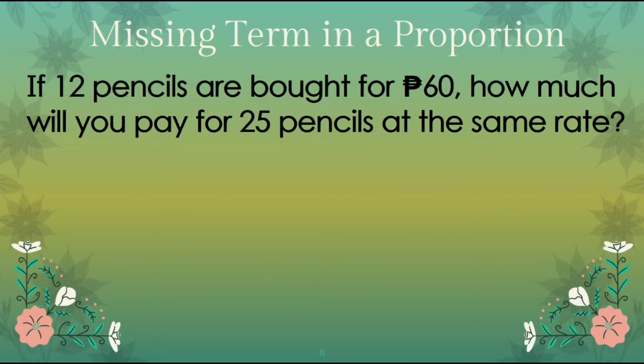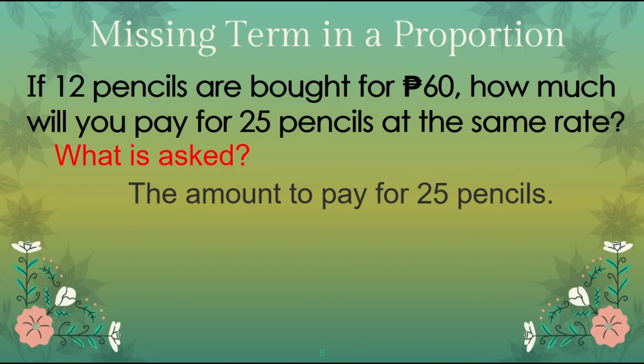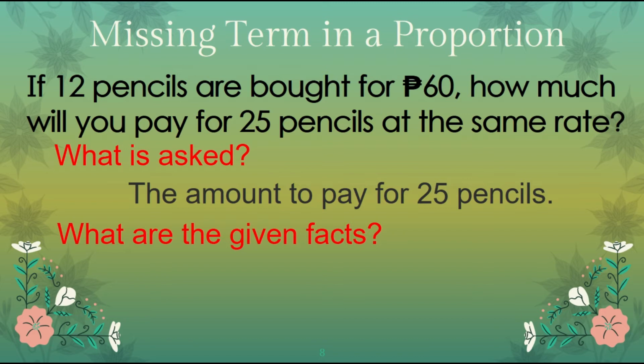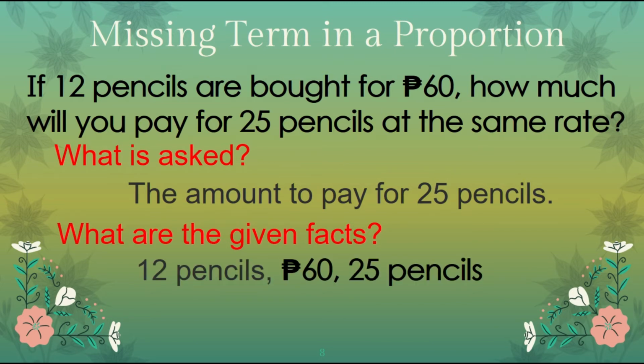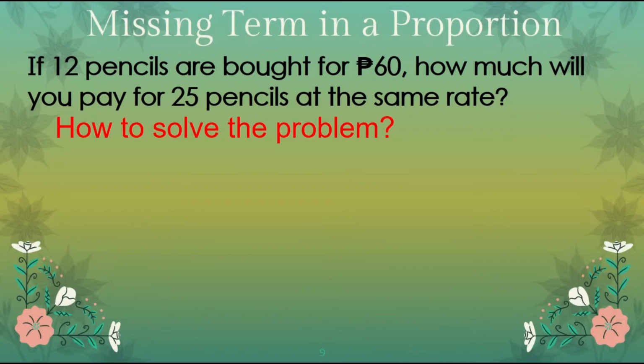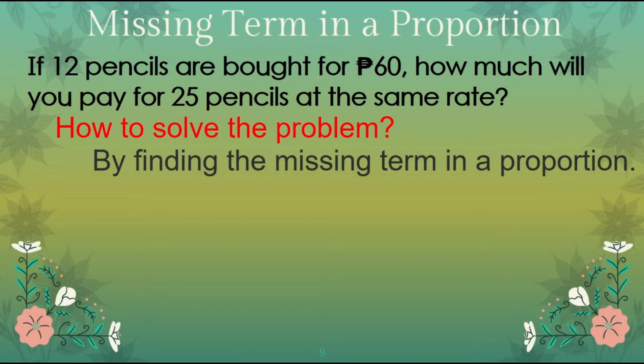But what if we have a missing term in a proportion? Let's try to solve it by answering this problem. If 12 pencils are bought for 60 pesos, how much will you pay for 25 pencils at the same rate? What is asked? The amount to pay for 25 pencils. What are the given facts? 12 pencils, 60 pesos, and 25 pencils. How to solve the problem? By finding the missing term in a proportion.